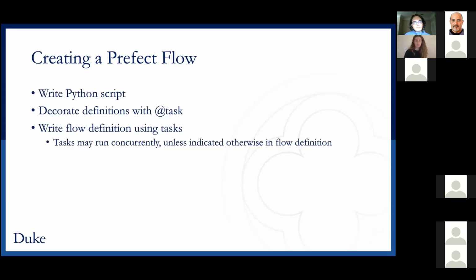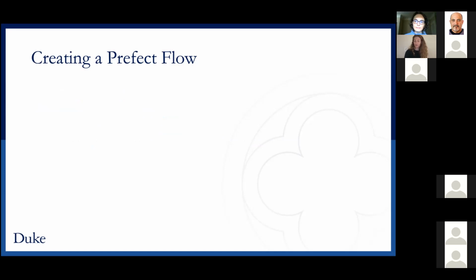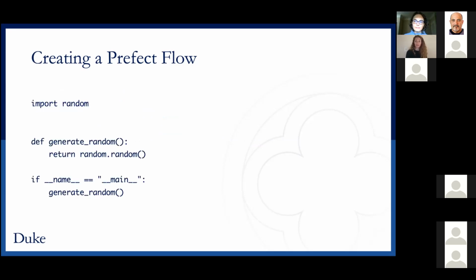Then, oh, that's it. So that's pretty much all you have to do. And so to think about doing this, I'm going to give you a very simple toy example, very boring example, but we'll look at a more interesting one in a moment. So I've got a very silly little script here. It has a definition to generate a random number, and then if you run the script, you'll get your favorite random number, presumably.